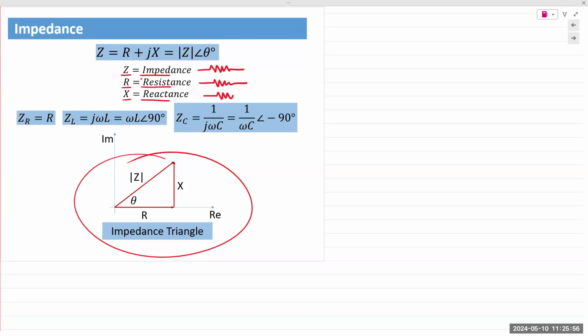No different. Units are also the same. Okay, ohms.